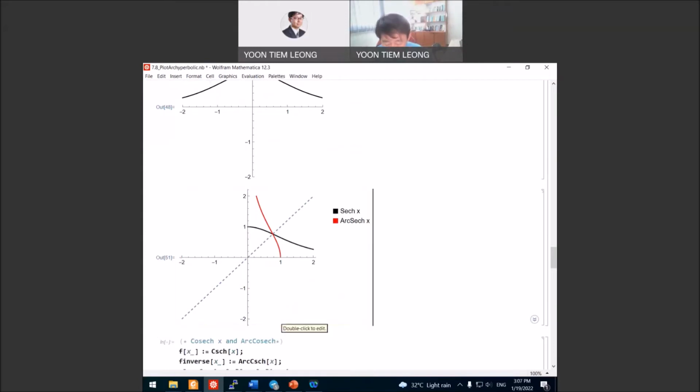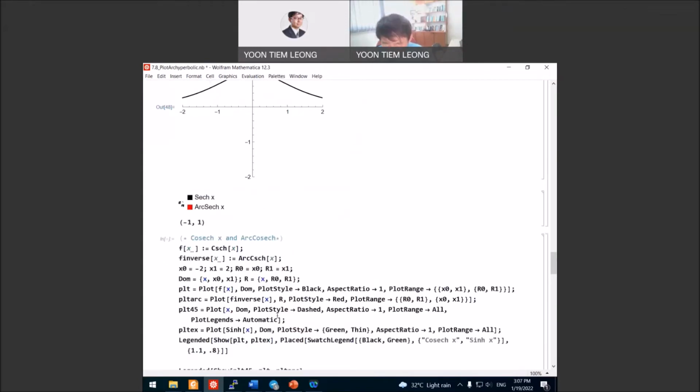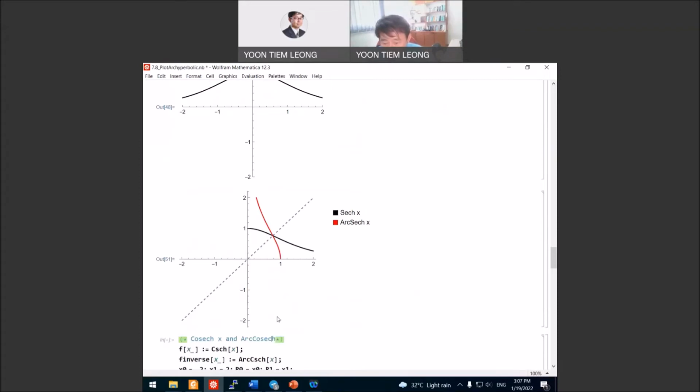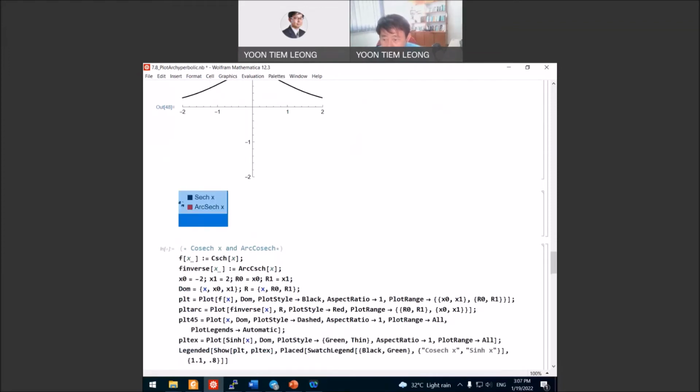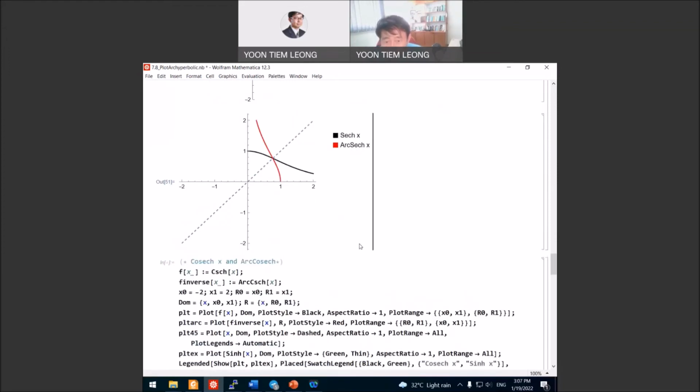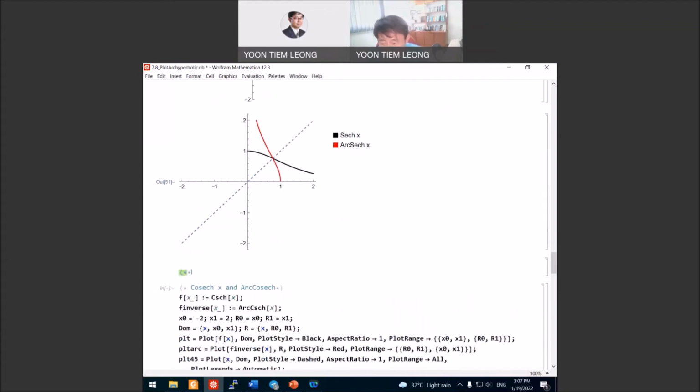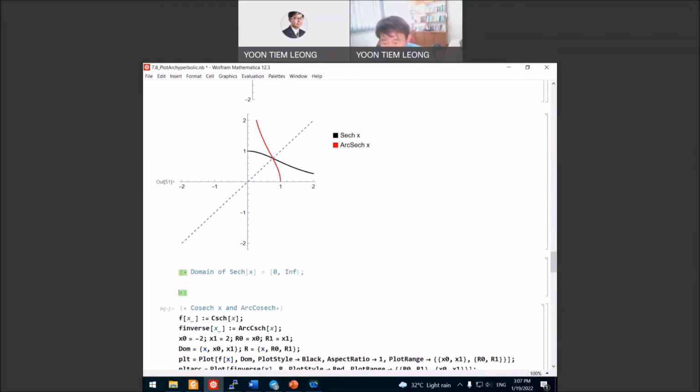So from here, again, you can obtain quite straightforwardly the domain and range of the functions. Let me write it down here. The domain of hyperbolic secant x is just equal to the values of x starting from 0 up to positive infinity. That is the domain of the hyperbolic secant.